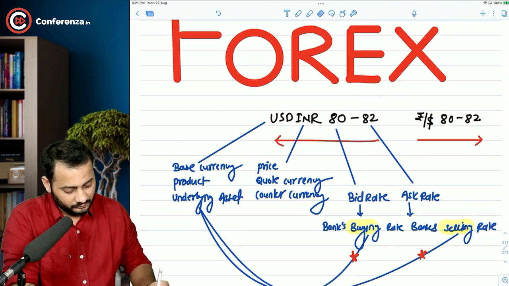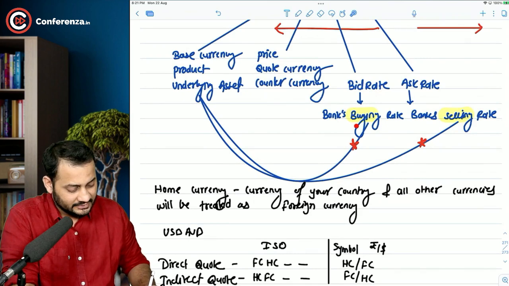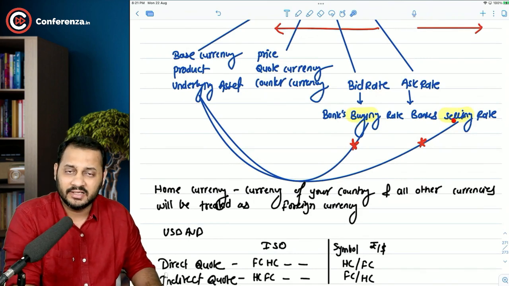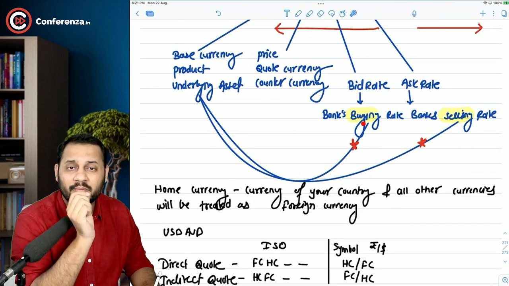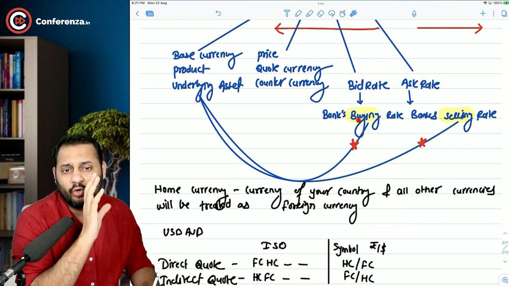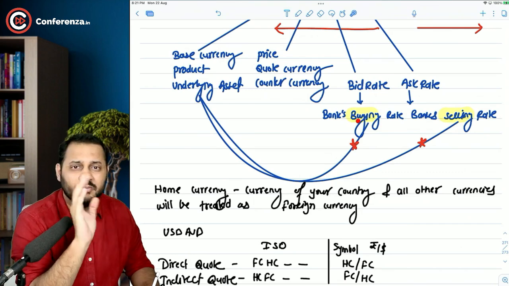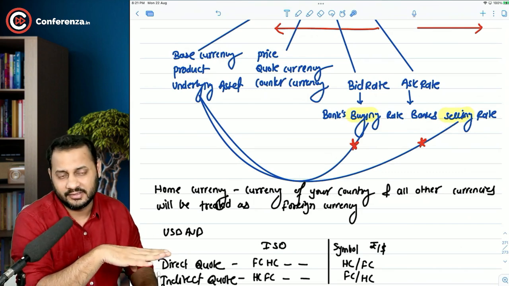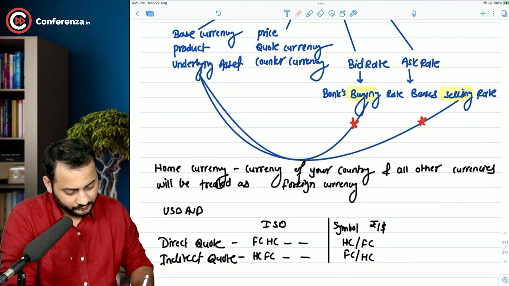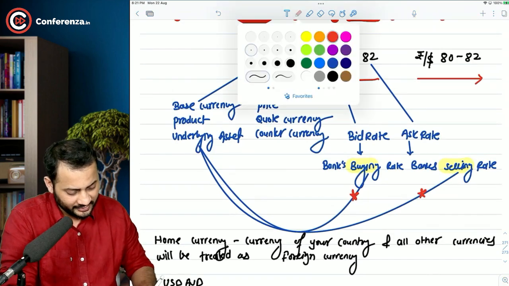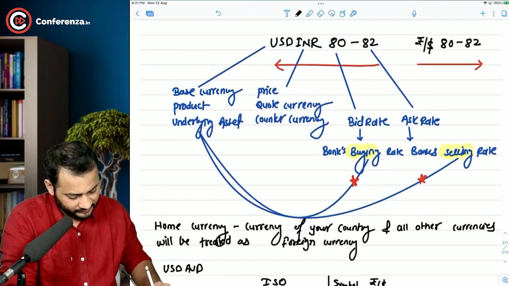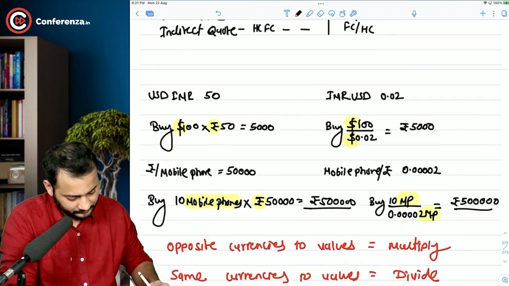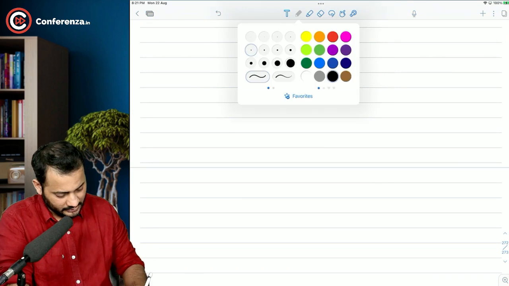Understand one thing. This is the bank's buying rate and the bank's selling rate. The bank is doing a business in this and they are not going to make a loss. So always the bank's buying rate will be lower than the bank's selling rate. So if you have to find out the bid rate, it's very simple, sir. Bid rate is something which is the bank's lower rate. I will just write it down. Another thing to remember.